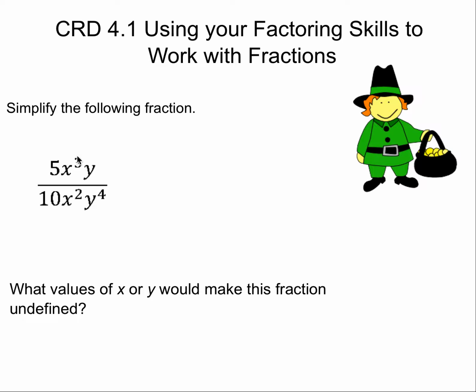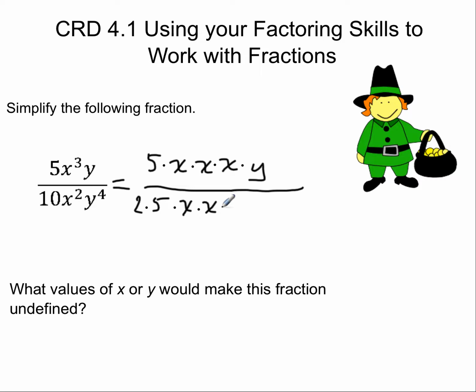Taking a look at the one we have here, this is a complete review, and I'm going to do it the long way just to make a point. If I were to write out all of the factors on the top, I would have 5 because 5 is prime. X to the third is going to be x times x times x, and then times y. On the bottom, 10 factors into 2 times 5 times x times x times y times y times y times y. This is the long way to write it out.